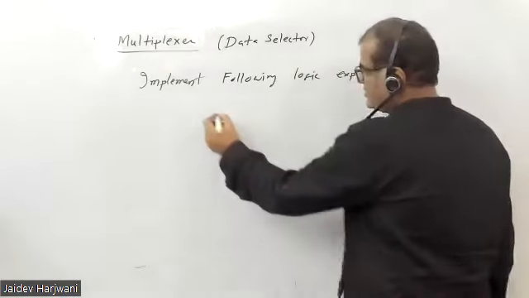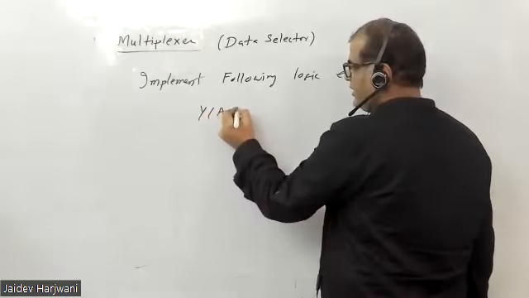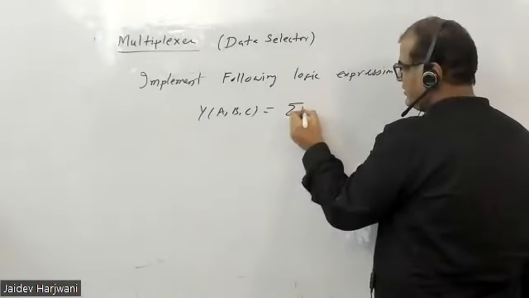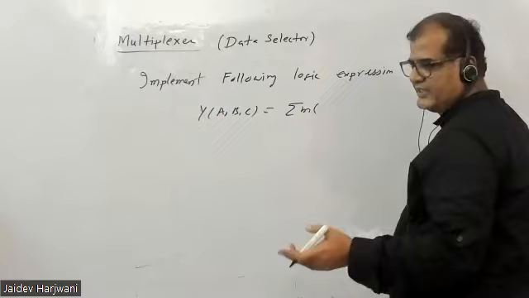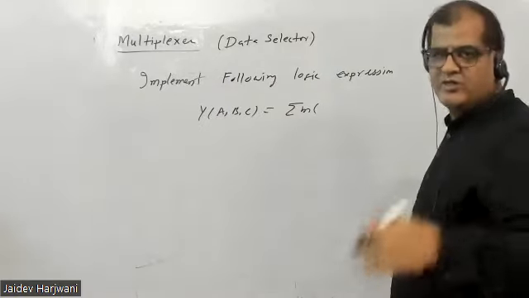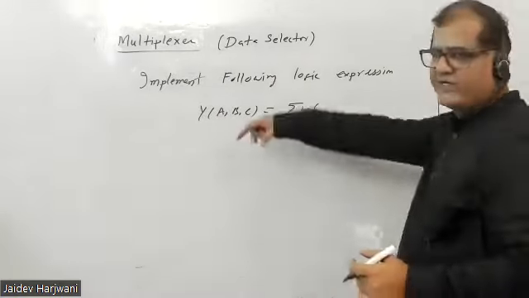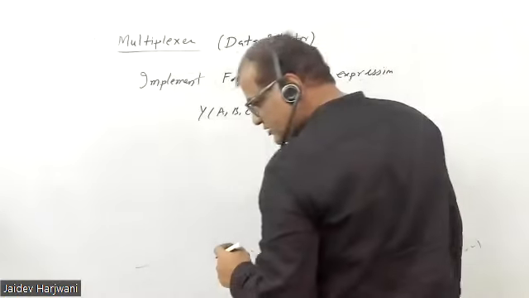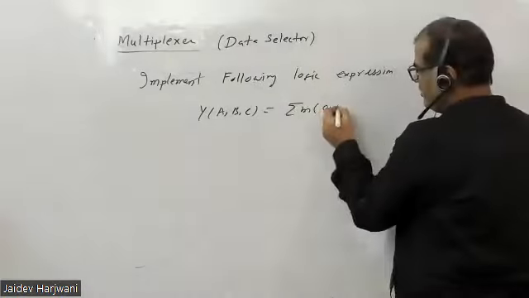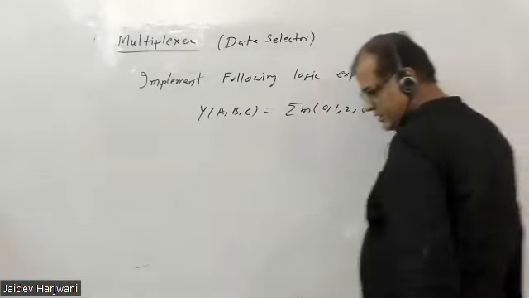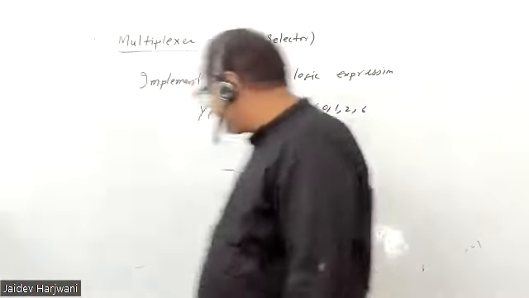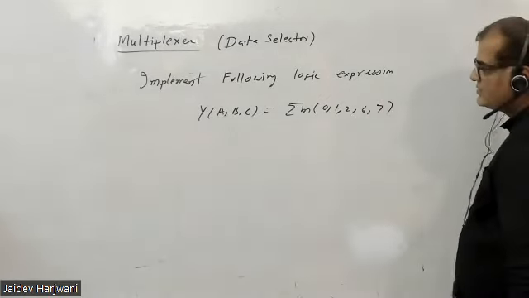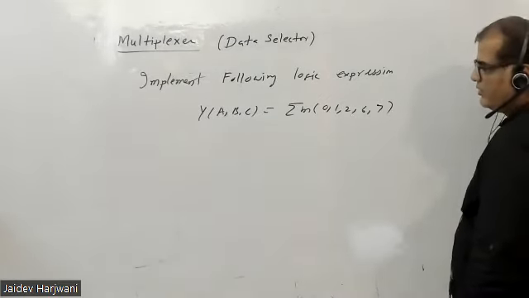So the logic expression is Y equals ABC. It is given in the standard form. Either it will be written in standard form, or if it is not, then you know how to convert it to standard form. So this is 0, 1, 2, 6 and 7. These are the terms, and you want to implement them.